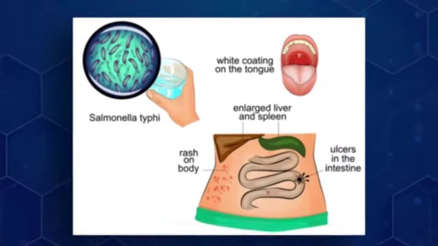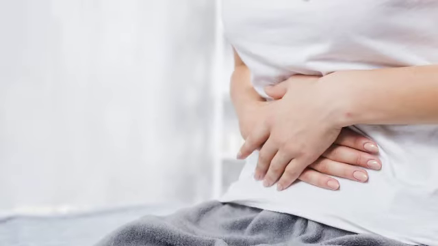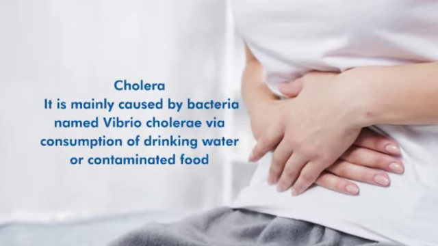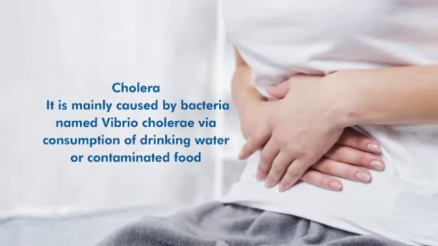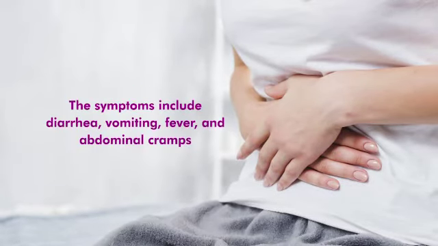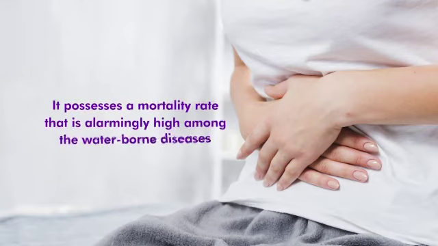So these are the symptoms of typhoid due to the Salmonella typhi bacteria. Cholera. It is mainly caused by a bacterium named Vibrio cholerae via consumption of contaminated drinking water or food. The symptoms include diarrhea, vomiting, fever, and abdominal cramps. Cholera occurs predominantly in children but can also affect adults.